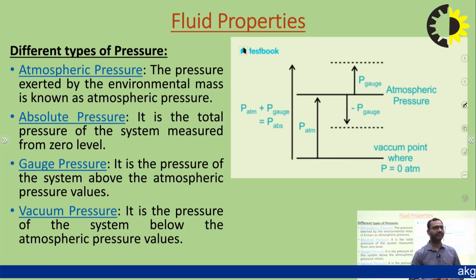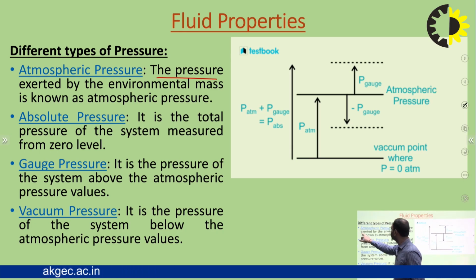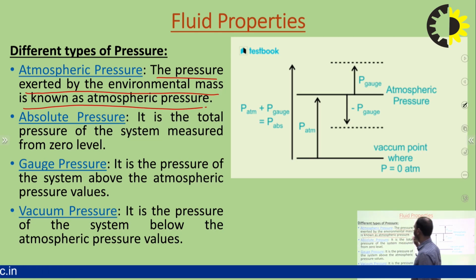Now I will discuss different types of pressure. There are 4 types of pressure: atmospheric, absolute, gauge, and vacuum. One by one, I will discuss what is atmospheric, what is absolute. Basically, atmospheric pressure is the pressure exerted by the environment mass.